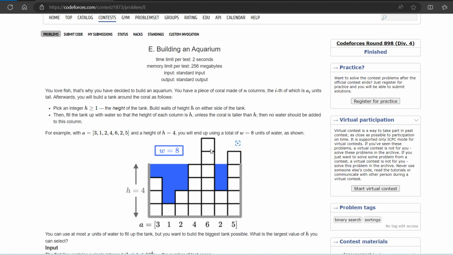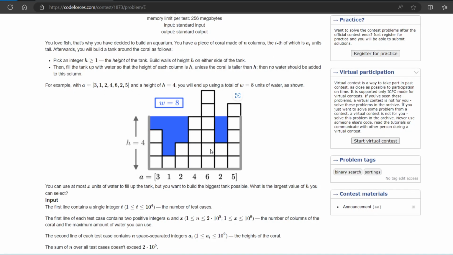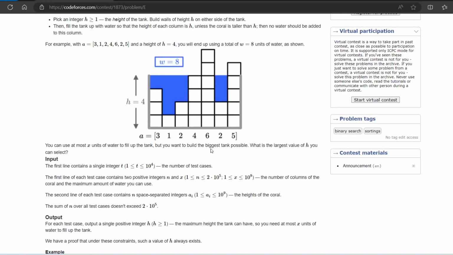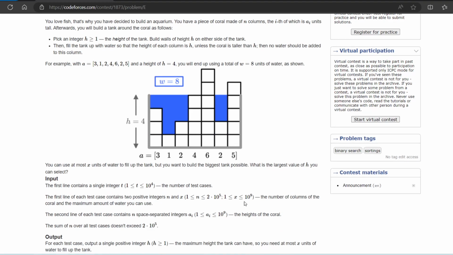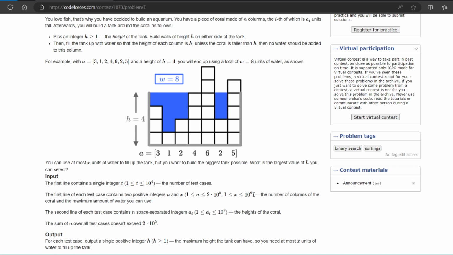Coming to question number E, the question is from binary search. You could easily do it if you have done such questions previously. So what was the question asking us? We have to pick a height h, and whenever we are filling water, we fill water up to the level of h. As you could see, x would be 10^9.